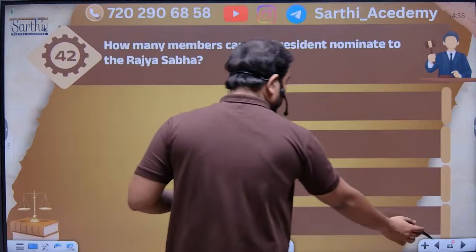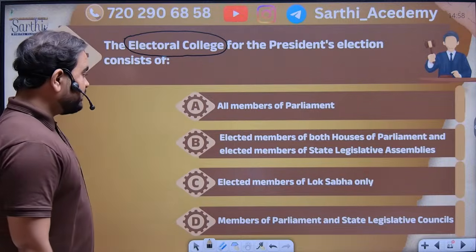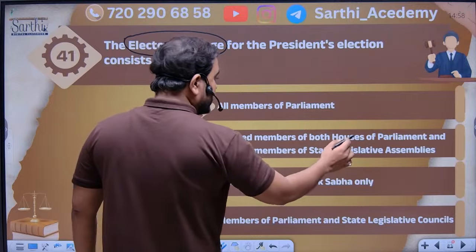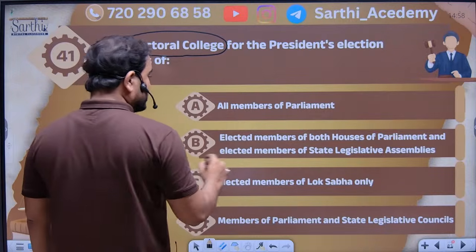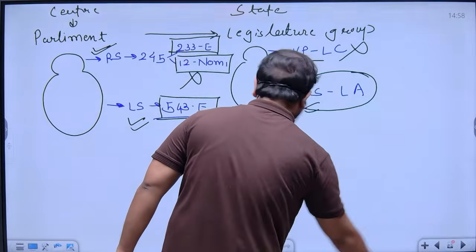Okay, I forgot to give the answer. Oh my god, you have already given it. 40B. Yes, elected members of both the houses of the parliament and elected members of the state legislative assembly. Oh my god, this is perfect.